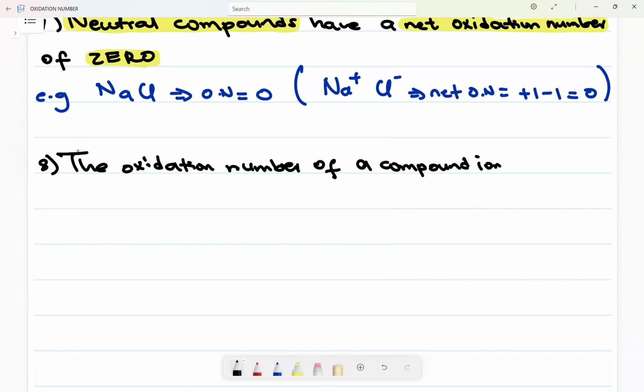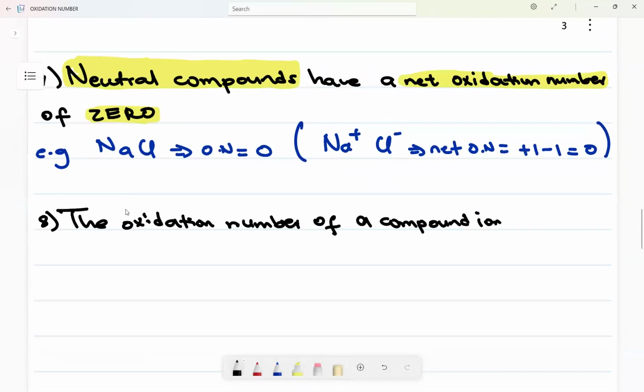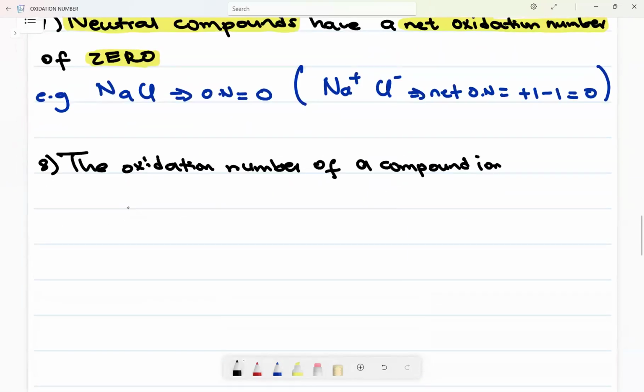Can you see? I'm no longer speaking of a neutral ion. I'm now speaking of a compound ion. The oxidation number of a compound ion is the charge of the ion.